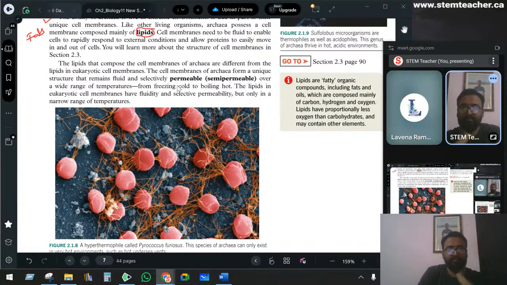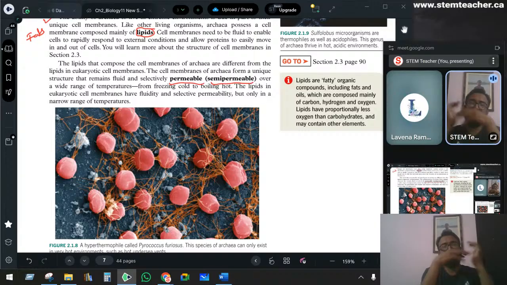Next, see here, what is the word we are getting? Permeable and semi-permeable. Permeable means which allows things easily. Everything can come inside and go outside. Semi-permeable means only certain things get inside and certain things get outside.